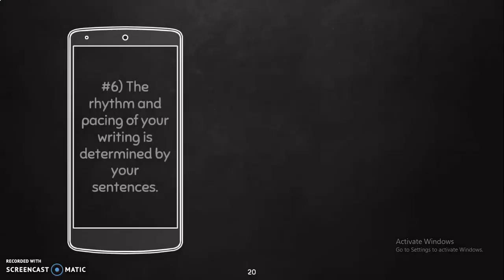Tip number 6: the rhythm and pacing of your writing is determined by your sentences. So make sure that you have chosen the right sentence for your ideas. So let's come to the conclusion before I give you an example.